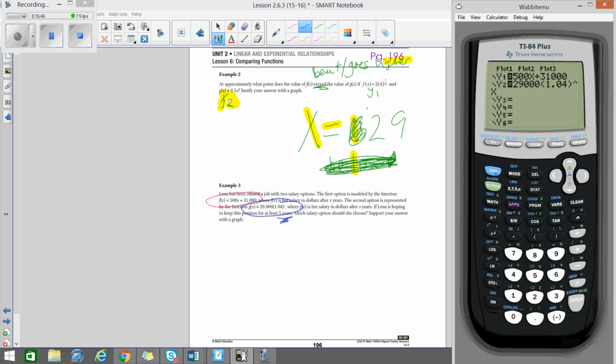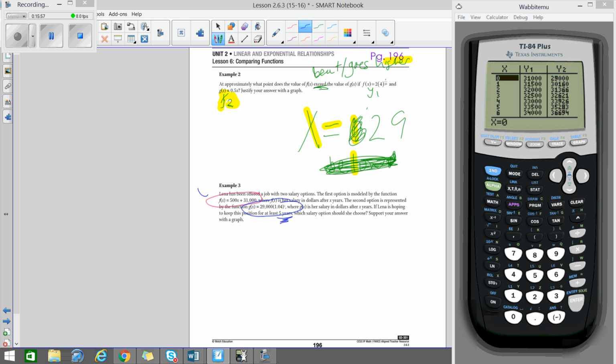All right, what I'm going to do is go back to my table set and have it start at 0, because what I really want is the 5th year. I could have had it start at 5, but I'm going to go back to 0, and now I go to second table. So again, y1 is that one, y2 is this one. So we want 5 years. So we want to know when x equals 5, which has a greater y value. So x equals 5.